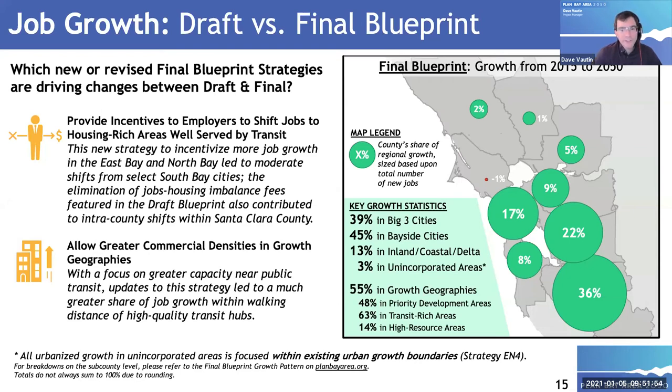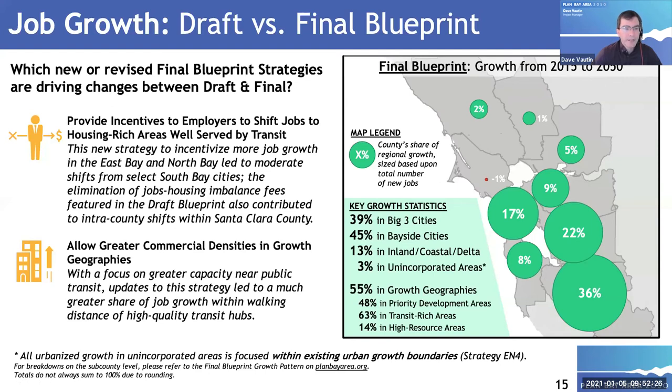At the same time, you'll see in the sub-county data that there's been shifts within Santa Clara County, with some communities no longer facing the heavy fees to expand offices in job-rich locations like Palo Alto. Another key finding here was that strategy EC4 focused more job growth near transit by increasing allowable commercial densities in these locations. And this was, again, essential to reduce greenhouse gas emissions and to move us closer to the greenhouse gas target set by the state.